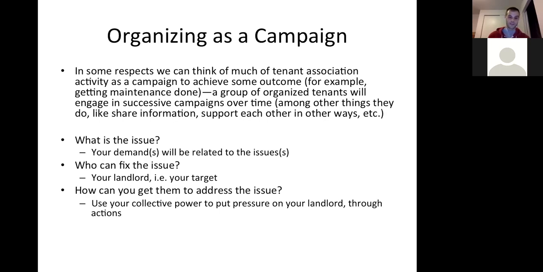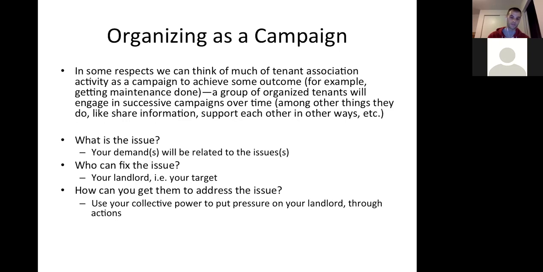When it comes to organizing to address issues in your building, who can fix the issues? It's always going to be your landlord. And your landlord is always going to be your primary target. There might be secondary targets. There might be other people to put pressure on, or other people to think about.